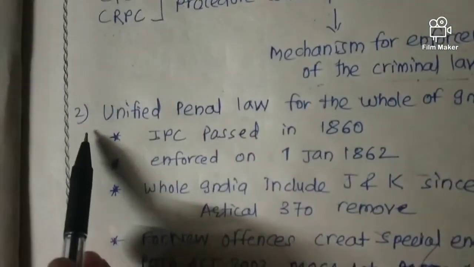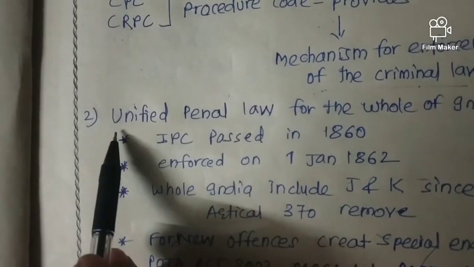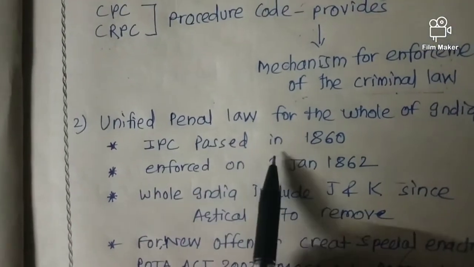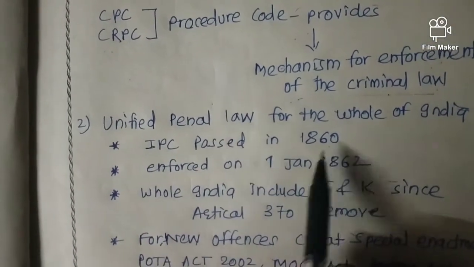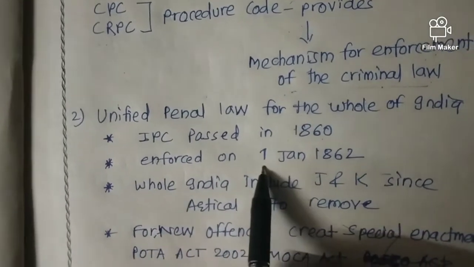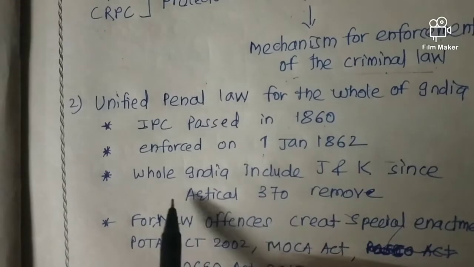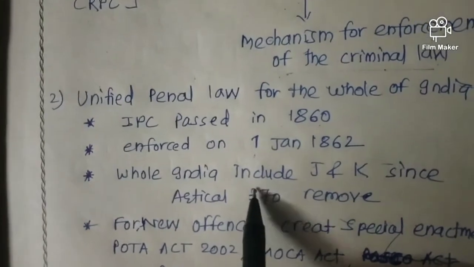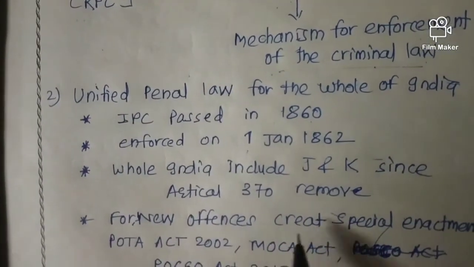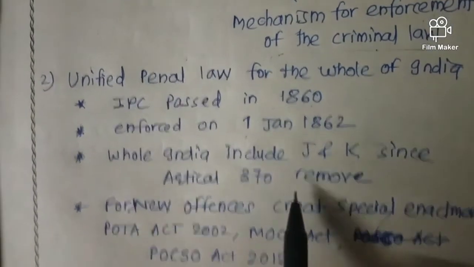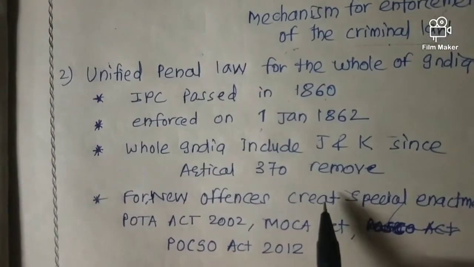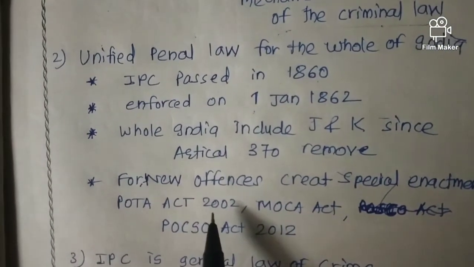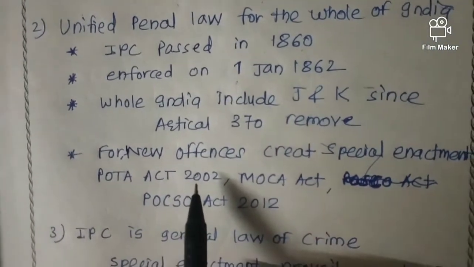Second important feature of Indian Penal Code is it's a unified penal law for the whole of India. Indian Penal Code was passed in 1860 but came into force on 1st January 1862 and it applies over the whole of India including Jammu and Kashmir since Article 370 was removed. But before this IPC there was a Muslim criminal law in existence. IPC is a codified law for the whole of India.